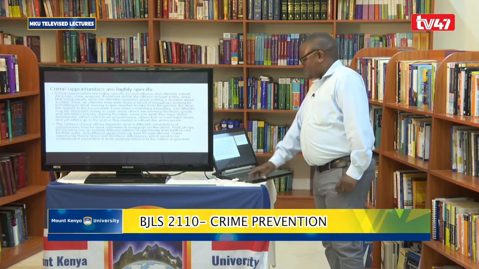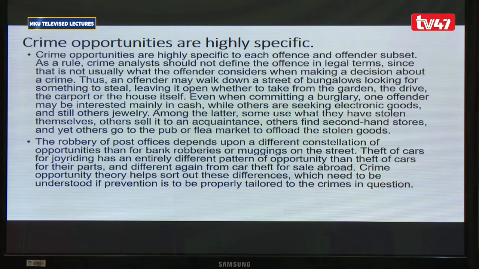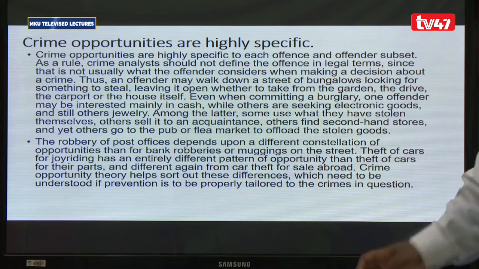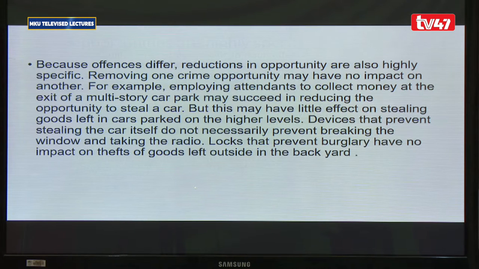Then you have a second principle: crime opportunities are highly specific. Focus on the two crimes you looked at previously. For a burglar, the opportunities are unlocked doors and unlocked windows. But if you're talking about robbing a bank, of course you cannot say that an open door is an opportunity, because we expect the doors of banks to be open. Or if you talk about exam cheating, the opportunities for it are not the same as the opportunities for a burglary. So different crimes have different opportunities.